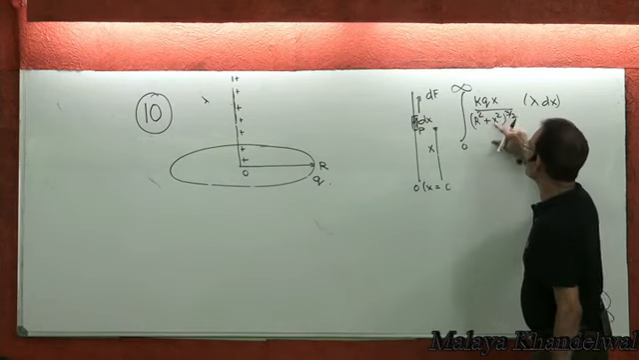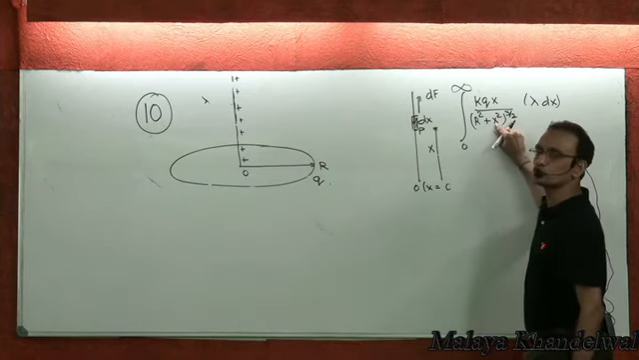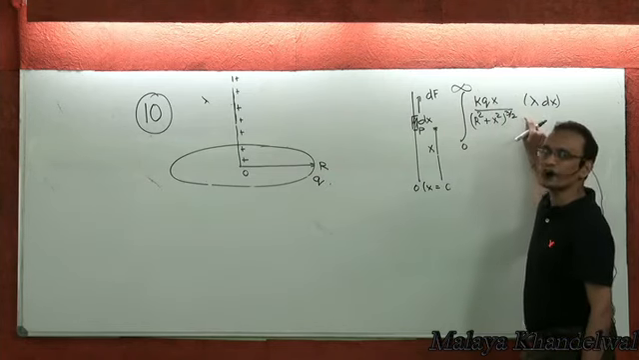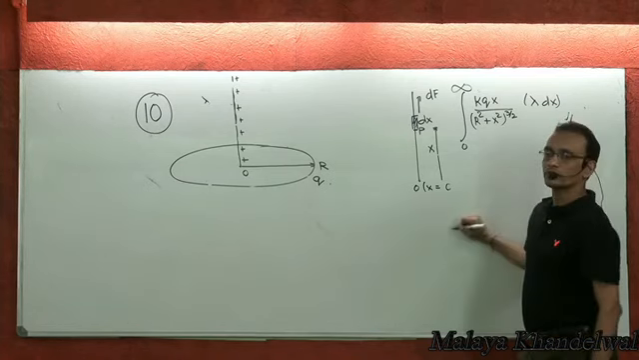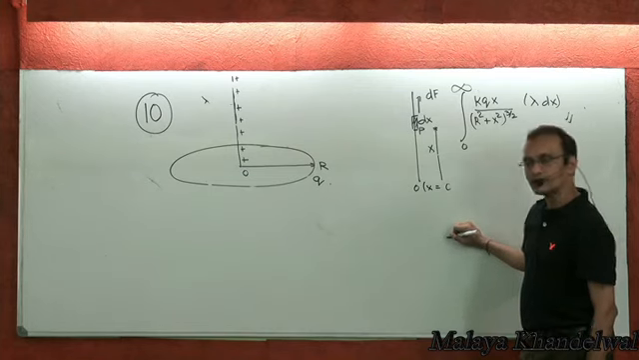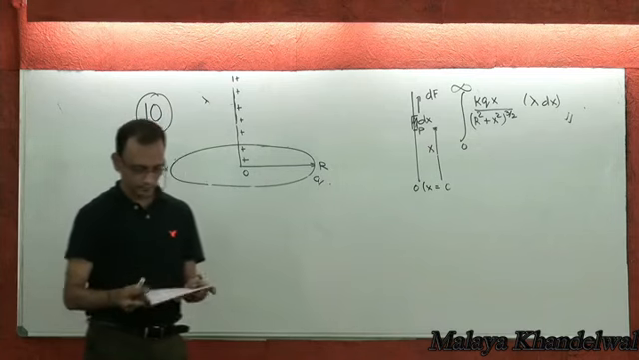And it's easy to integrate, because this is (r squared plus x squared) to the power minus 3 by 2, and the derivative of this is 2x. It is a function raised to a certain power into the derivative of that function, kind of form. This will give you the total force on the thread upwards. And the same force will act on the ring downwards, right?